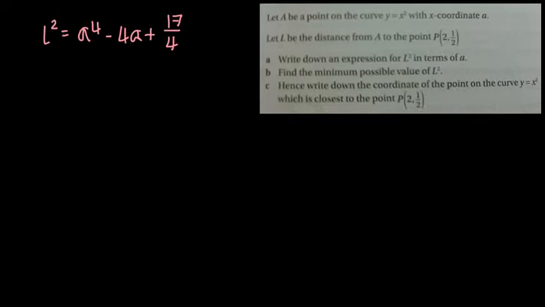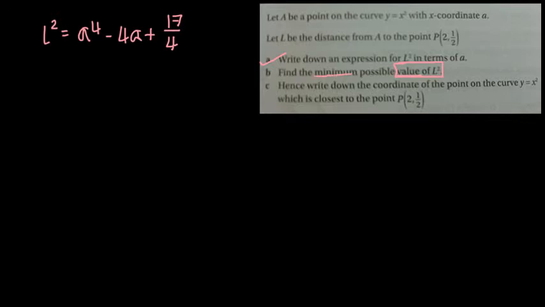So now I've got what my function is. I've done part A. I've written down an expression for L squared in terms of A. Great, done. Part B says, find the minimum possible value of L squared. Okay, so there's those last 2 marks. At some point, I'm going to need to make sure I've worked out what L squared is.